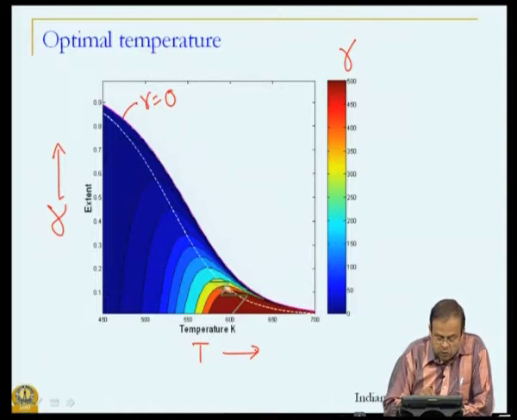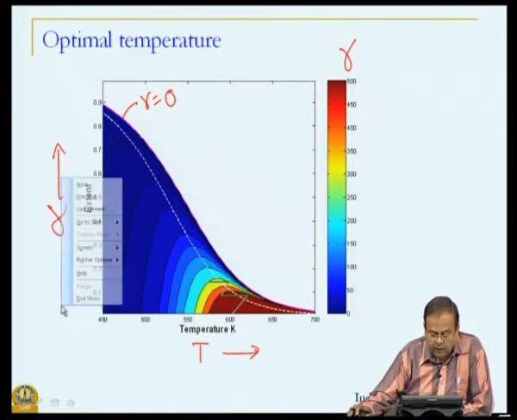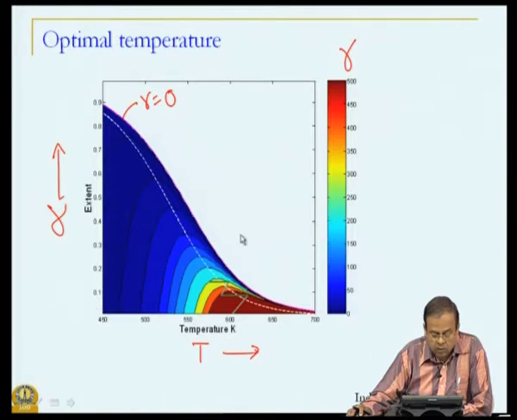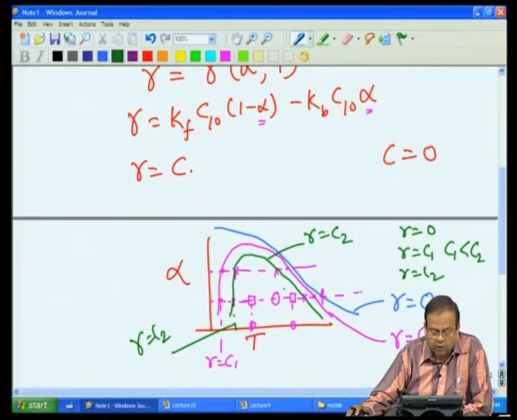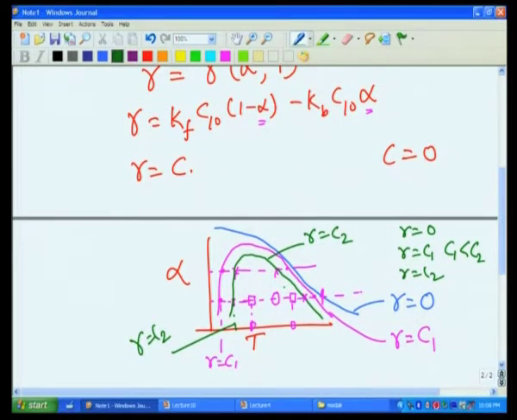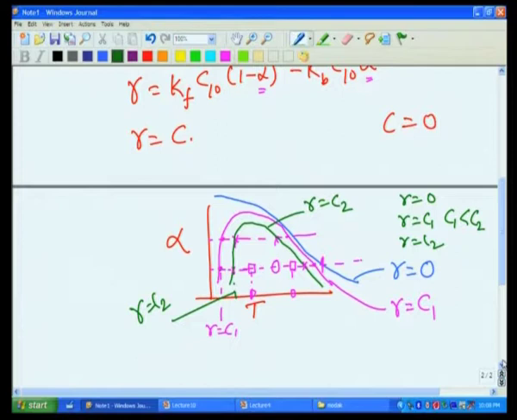So, let me erase all these things. So, let us go back and look at this reaction rate further. So, what we are saying is the rate value is increasing, reaching a maximum value, then decreasing further, right. So, let us try to look at what is the characteristic of this particular point.